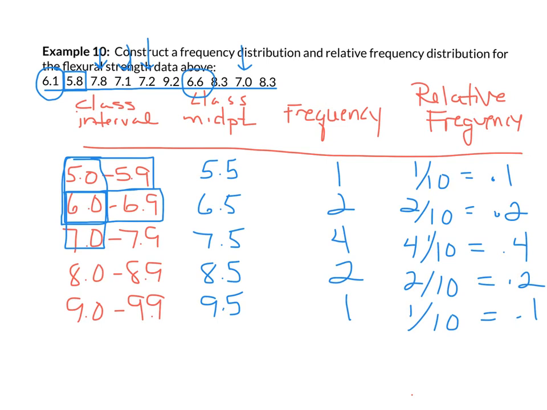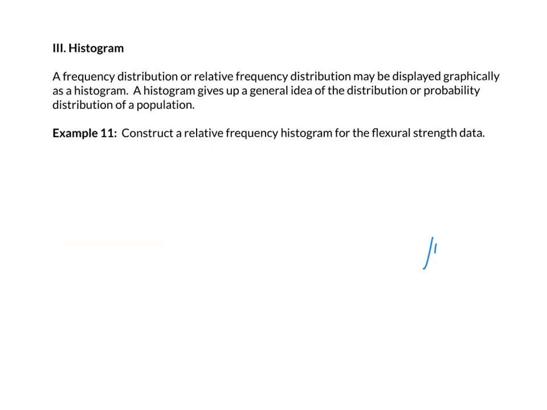Just taking a look at the relative frequency distribution, we're going to use these numbers for our next display, which will be a histogram, and we'll be doing a relative frequency histogram. So you'll see these numbers again, the 0.1, 0.2, 0.4, 0.2, and 0.1. Next up is the histogram. A histogram is a graphical display of a frequency distribution or relative frequency distribution. So let's take a look at how to construct one.